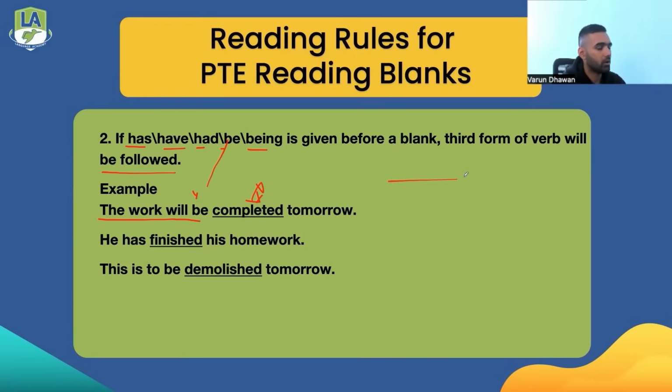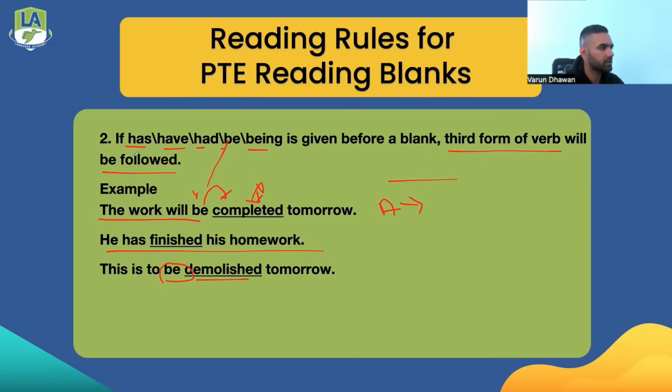Sometimes you will also use ing form. For example, he will be completing his work tomorrow. In active voice, when subject comes first with be, you will use ing form as well. Remember this thing, but mostly third form of verb. If subject comes first, Varun will be dash his work tomorrow, will be completing his work tomorrow. Remember this thing. He has finished his homework. This is to be demolished tomorrow.